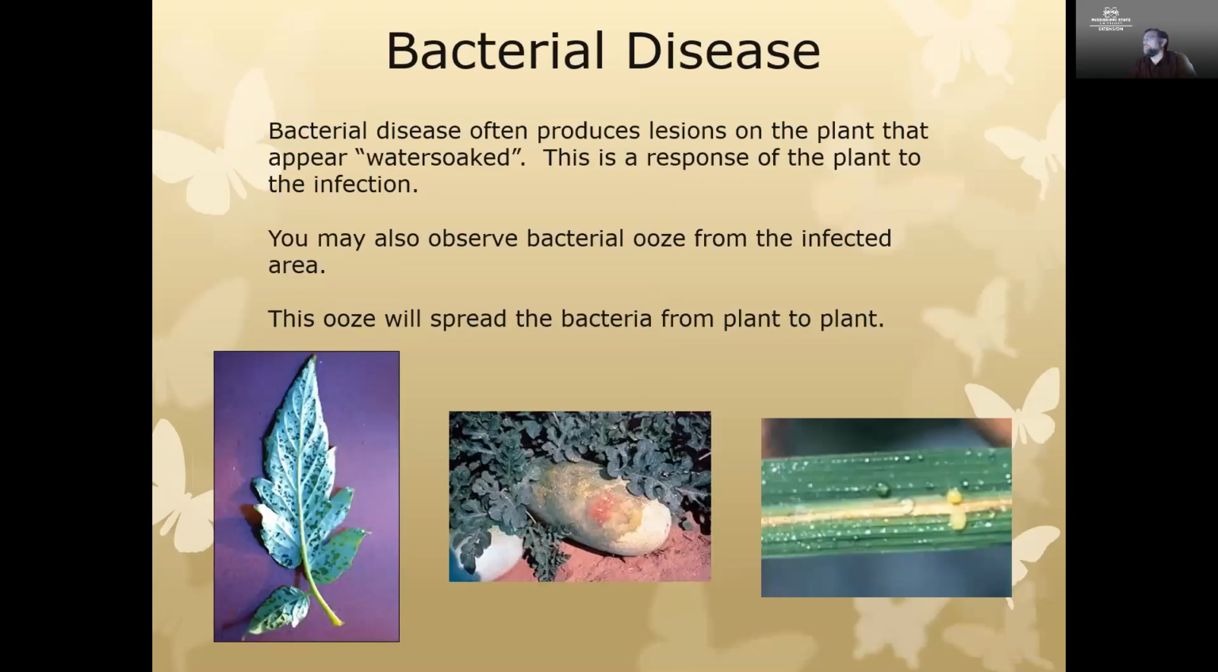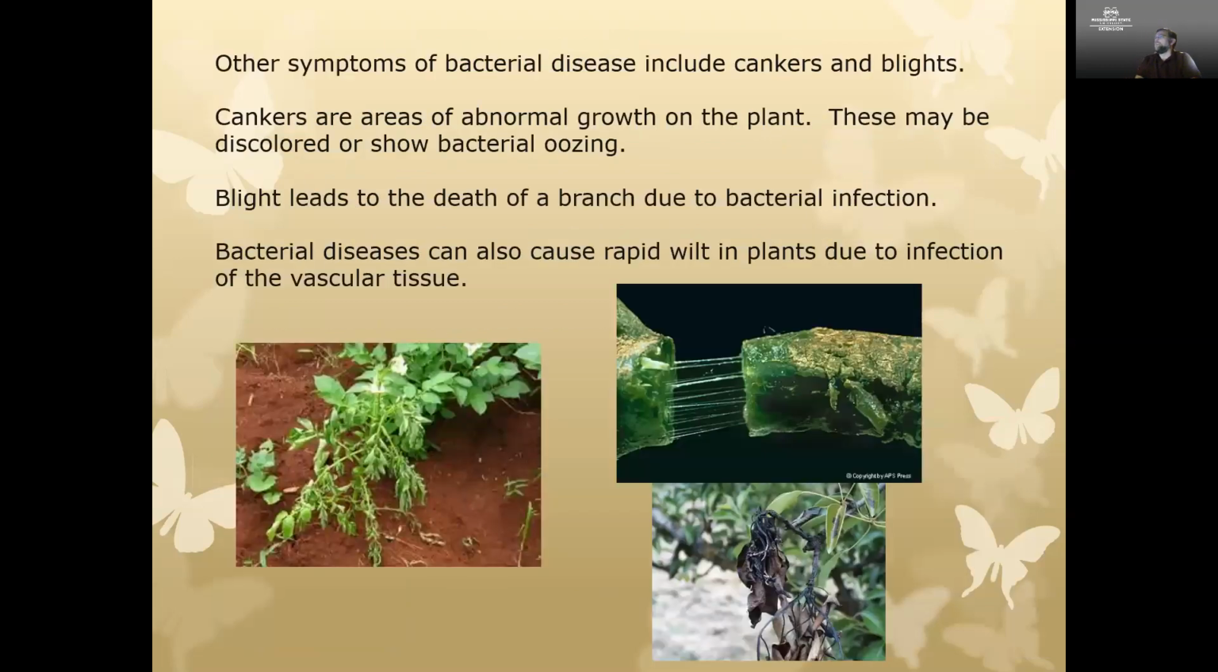Talk really quick about bacterial diseases. Oftentimes, we're going to see those same lesions on the plant. For bacterial diseases, we often say they look water-soaked, just a response of the plant to the infection. You may see a little bit of an ooze coming out of that infected area, and that ooze actually carries the bacterium, so it gets splashed around by water and will spread the bacteria from plant to plant. We also might see cankers or blights on the plant.